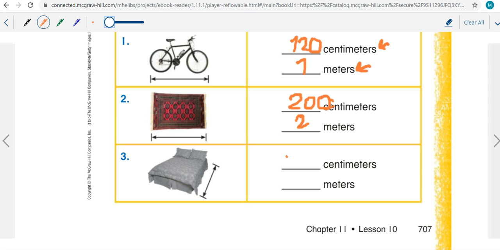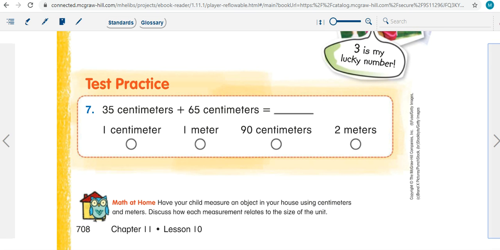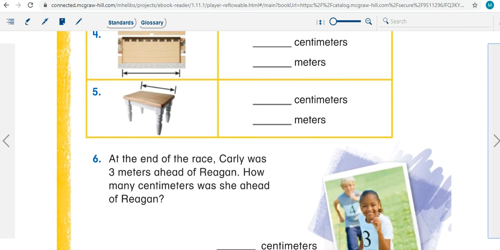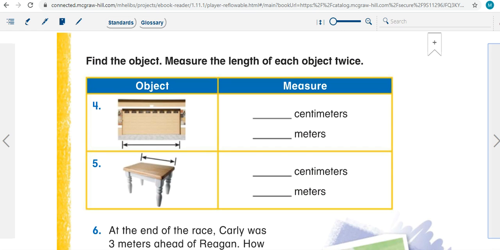Now the bed, it's about 350 centimeters. That makes about 3 meters. Okay, remember that we are estimating. Okay, if you measure these objects and you have a different measurement, it's okay. Miss Marlene is estimating the measurements. Now I really want you guys to understand that 1 meter is equal to 100 centimeters.